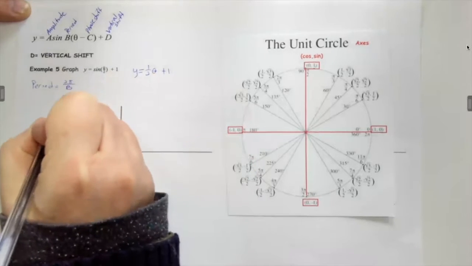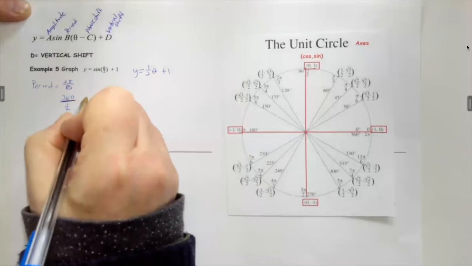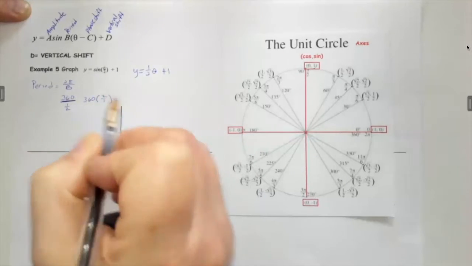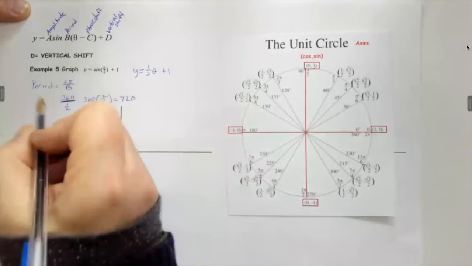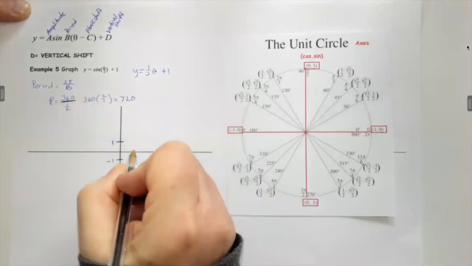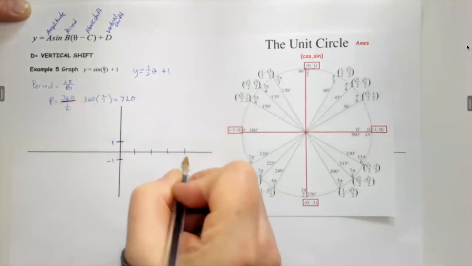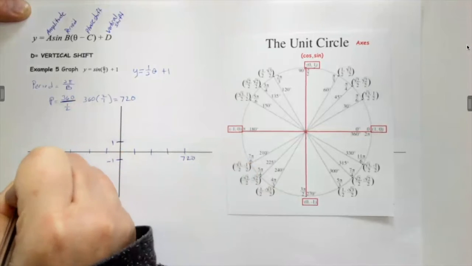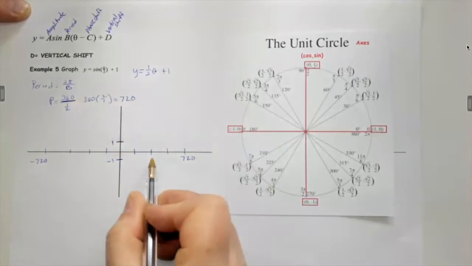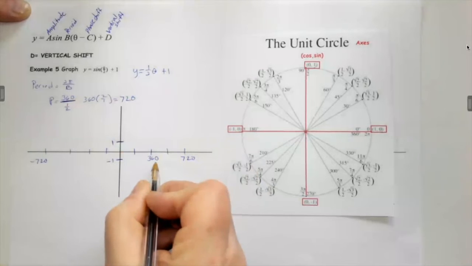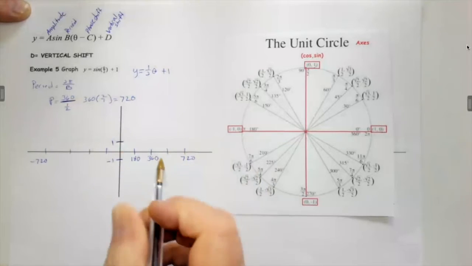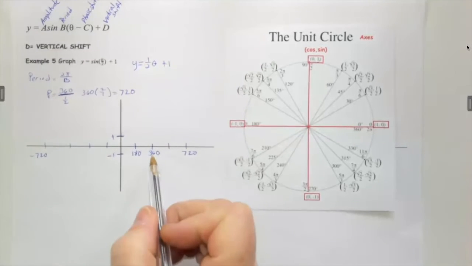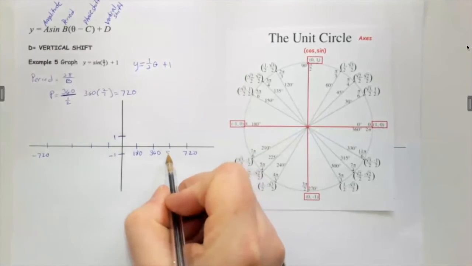How do we divide fractions? We flip and multiply. That becomes 360 times 2 over 1, which equals 720. Our period is 720. Half of 720 is 360. Half of 360 is 180. We are moving in increments of 180 degrees. 360 plus 180 is 540 degrees.